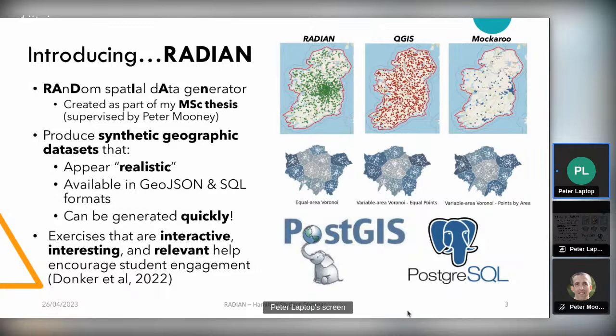And just from the literature review, it's found that exercises that are interactive, interesting and relevant to students help encourage engagement. So being able to create data sets that maybe mimic data from their own country, or data that are more specific to them, can just help bring that engagement.